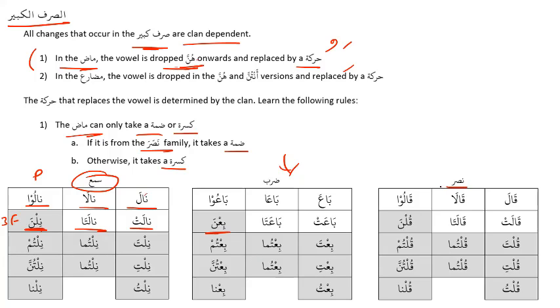With nasara, the family will take a zamma. So notice from here onwards we have a zamma. Qulna, qulta, qultuma. So with nasara we take a zamma from here onwards, whereas with daraba and samia we have a kasra. So these are the changes that happen in sarfe kabir for madhi.